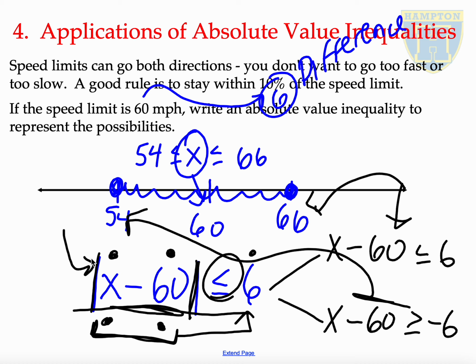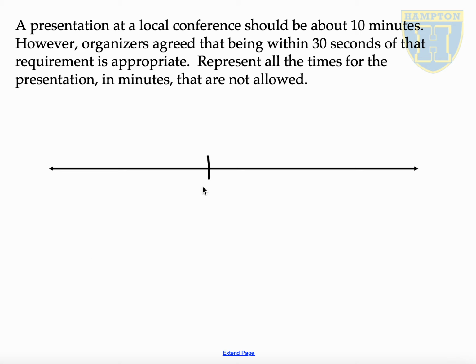Similar example here, we have presentations at a local conference should be about 10 minutes. But you can be within 30 seconds of that requirement. Now, we don't want to mix together the 10 and the 30. That would make it look like the presentation could be anywhere from negative 20 minutes long to 40 minutes long. But instead, we know that 30 seconds is really just half a minute. And we could represent that with either a fraction or a decimal. It's not picky in this situation.